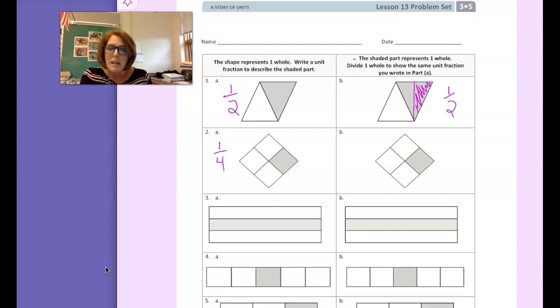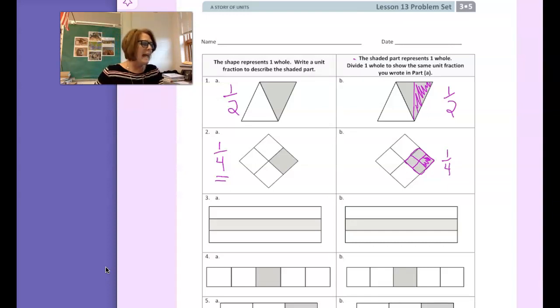Letter B. So this is now the whole that we're working with, just that shaded part. And we want to show this unit fraction. So we're going to divide that into fourths. And we can show 1/4 on there.